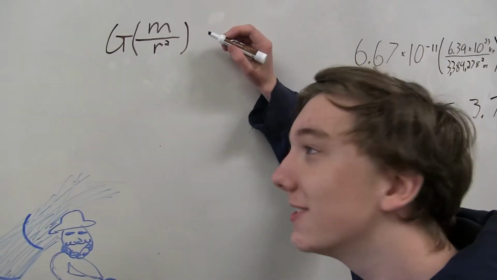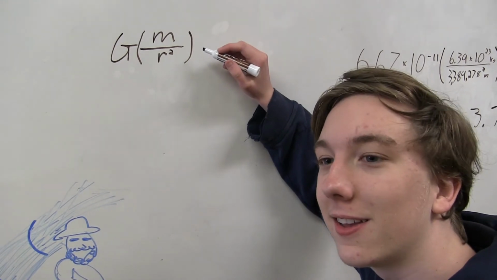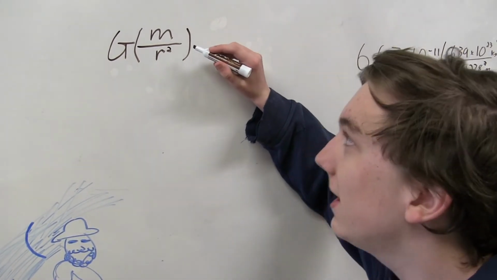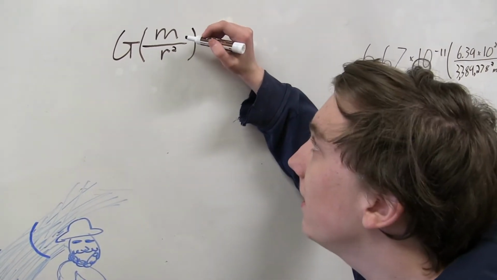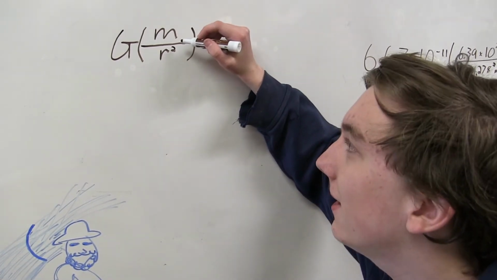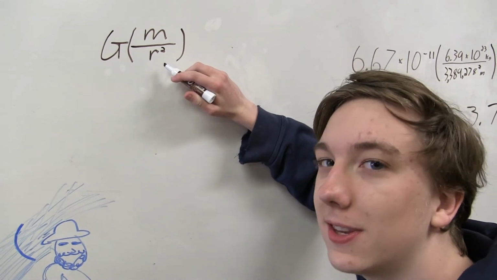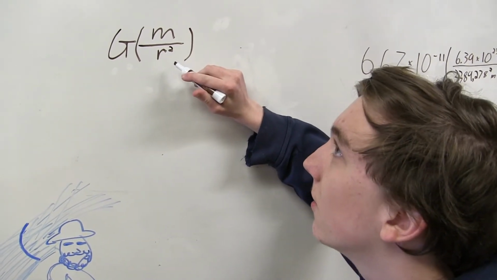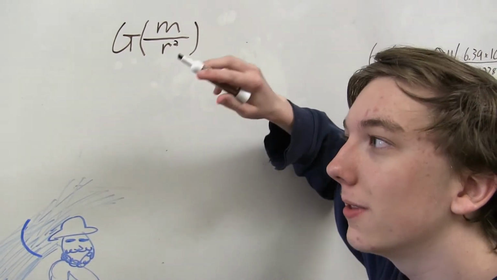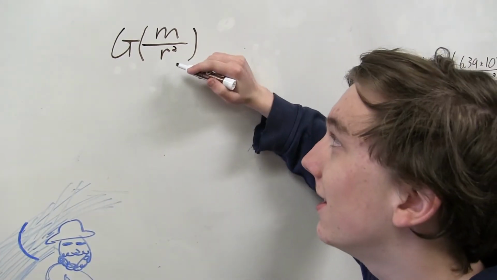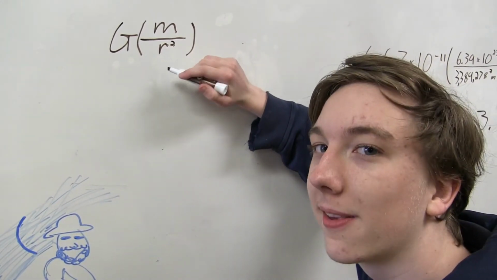Alright, so here's the equation for calculating the force of gravity of a planet. See, you only do one mass, and that's the mass of the planet, and everything else is the same. So the gravitational constant, and the radius is going to be the radius of the planet, so the distance from the surface of the planet to its center of mass, which is the core.